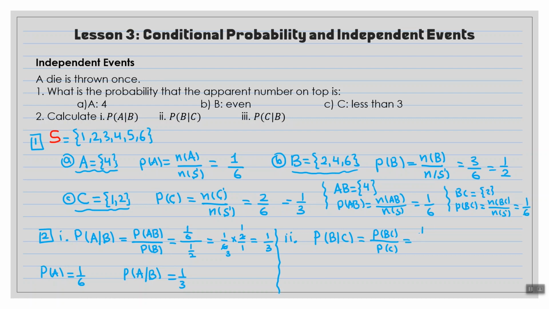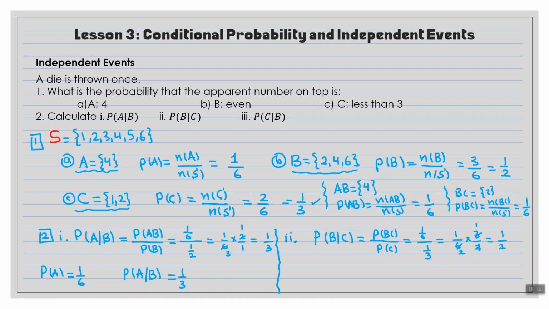Okay, let's write it. Over the probability of C, which is 1 over 3. It's right here, 1 over 3. Now, I'm going to keep, change, and flip. So this is going to be 1 over 6 multiplied by 3 over 1, I'm sorry. If I cancel the 6 with the 3, I'll get here 1, I'll get here 2. So this is 1 over 2.